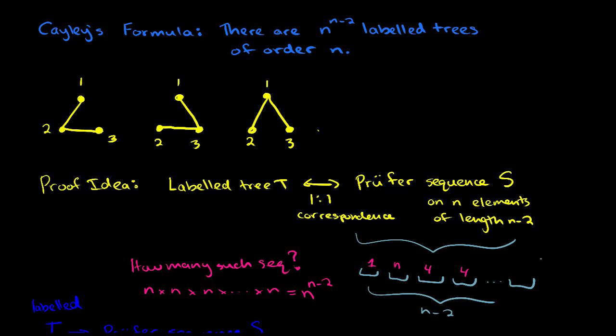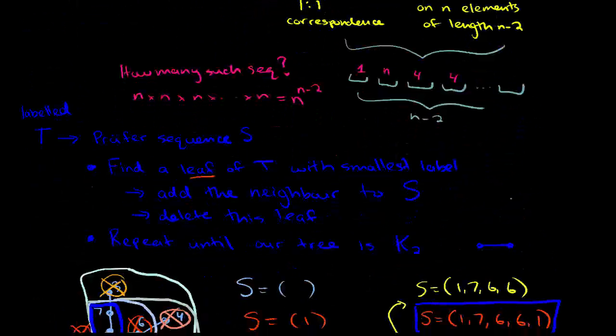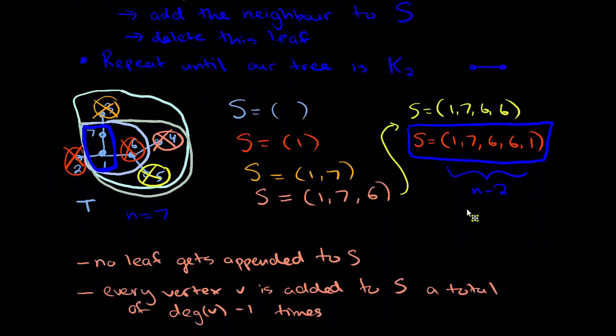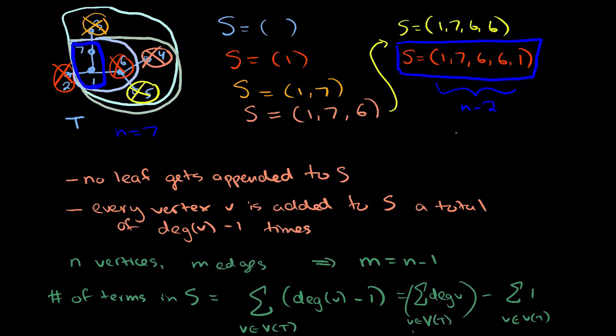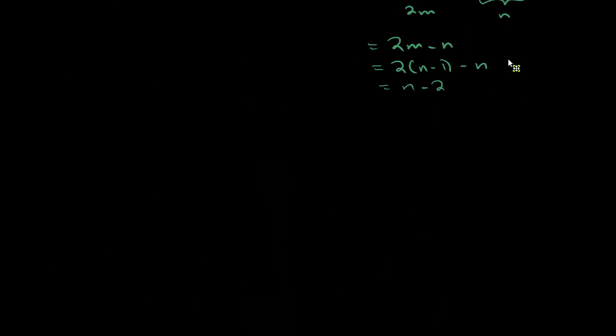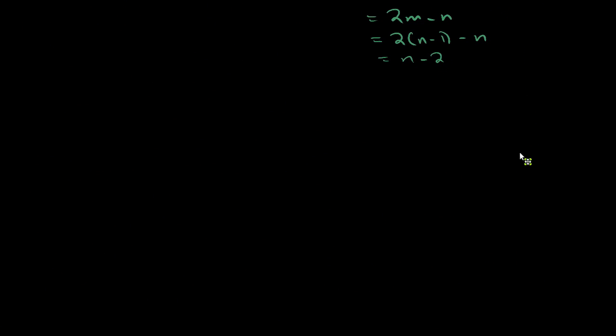So I'll just scroll right down to the bottom, and we'll take a look at the sequence that we ended up with. This was our tree, which is kind of hard to see anymore because all of the edges are written on top of it. But this was the Prufer sequence we ended up with, 1, 7, 6, 6, 1. So now in this video, what I want to do is explain how to get from a Prufer sequence to a labeled tree.